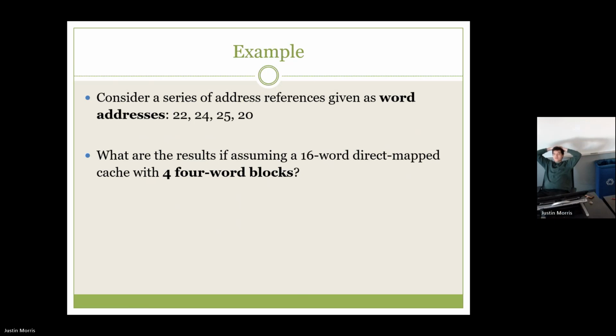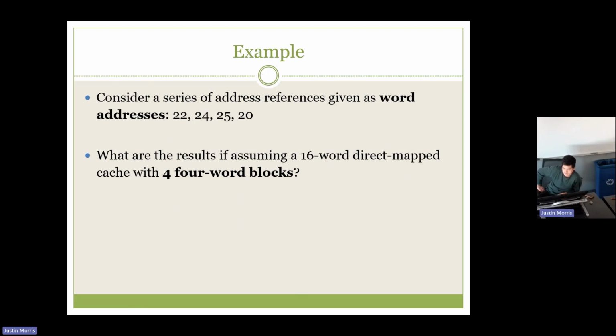4 times 4 is 16. So now what is my first step with these addresses though? Convert them to block address. Yes, I have word address. How do I get block address? Divided by 4, because there's 4 words per block. So 22 divided by 4. What do I get? 5.